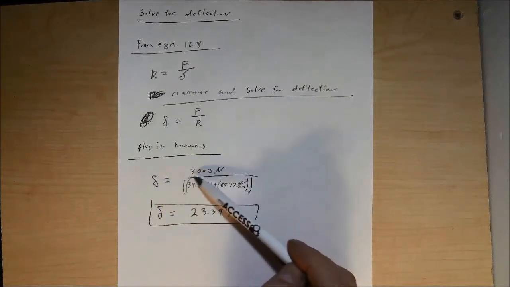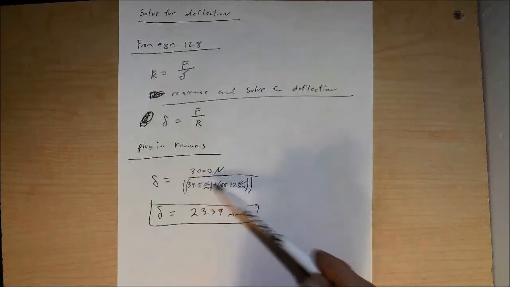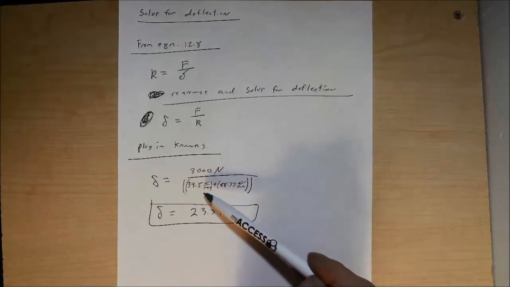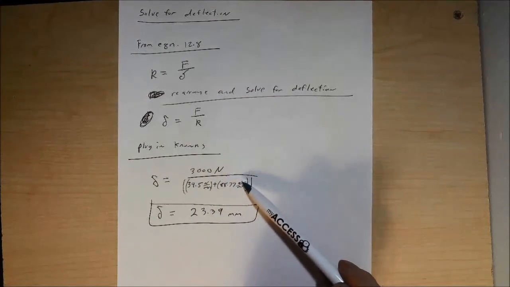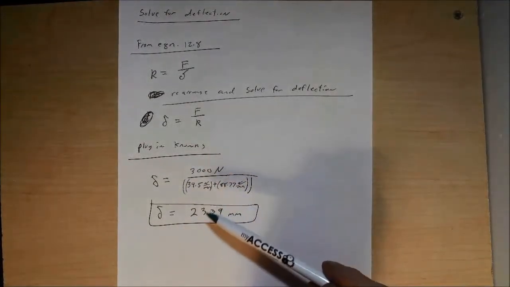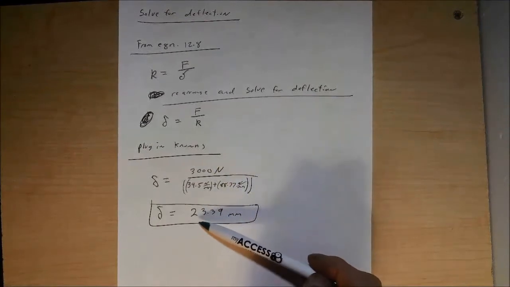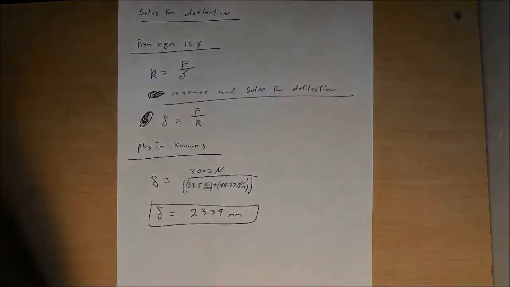So we plug in our known values. Deflection is equal to our static load of 3,000 newtons or 3 kilonewtons divided by, we're going to add both of those spring constants together here, our 39.5 newtons per millimeter plus 88.7 newtons per millimeter for the inner and the outer. We do our math here, and we find the deflection of both springs is going to be 23.39 millimeters.